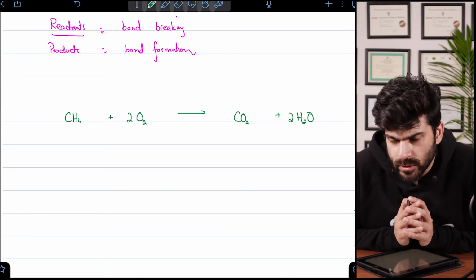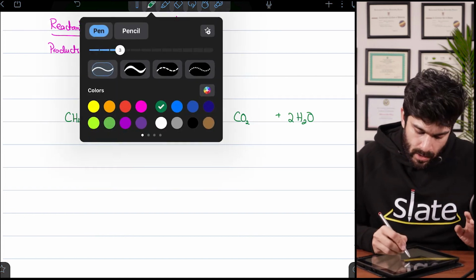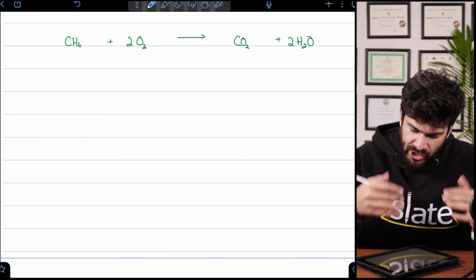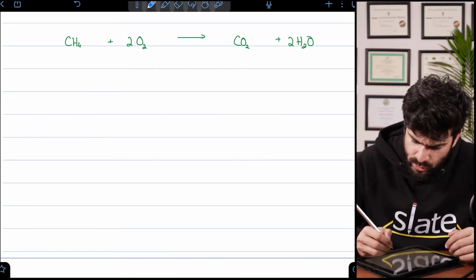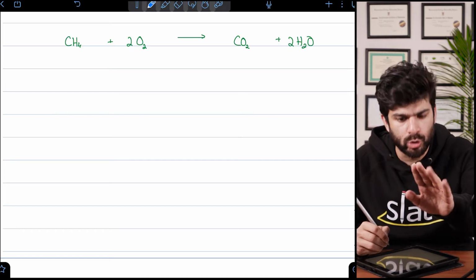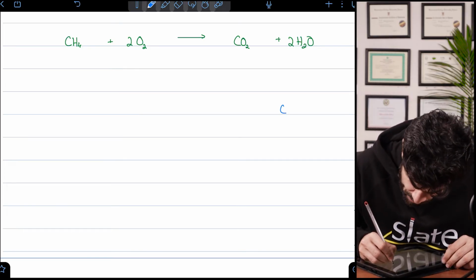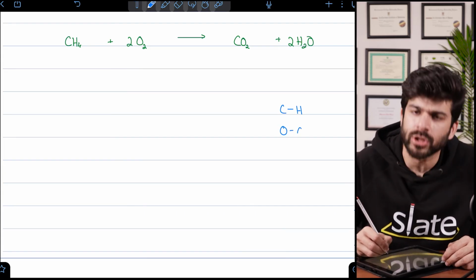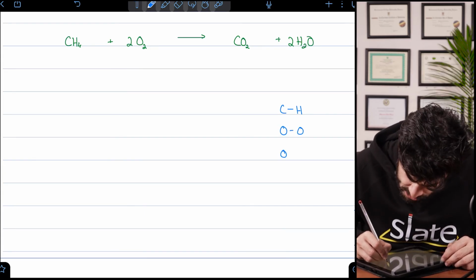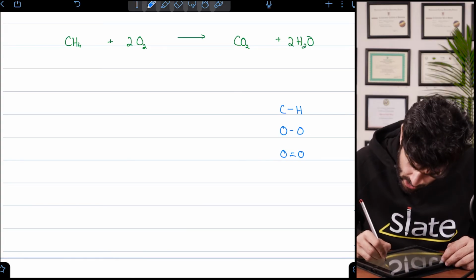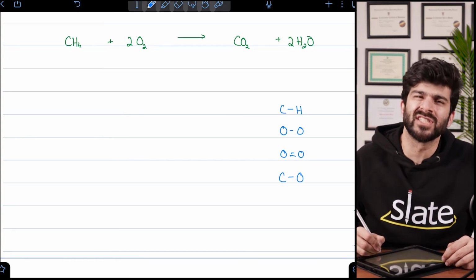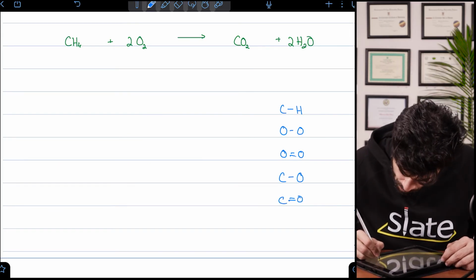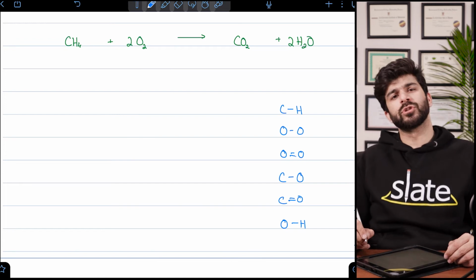So that's what it is, students. With this equation and the reaction, I've been given various bond energy values. And bond energy values are also in kilojoules per mole. So we have a bond energy of C-H. We have a bond energy of oxygen single bond. We have a bond energy of oxygen double bond. We have a bond energy of carbon and oxygen single bond. A bond energy of carbon-oxygen double bond. Bond energy of oxygen-hydrogen single bond.